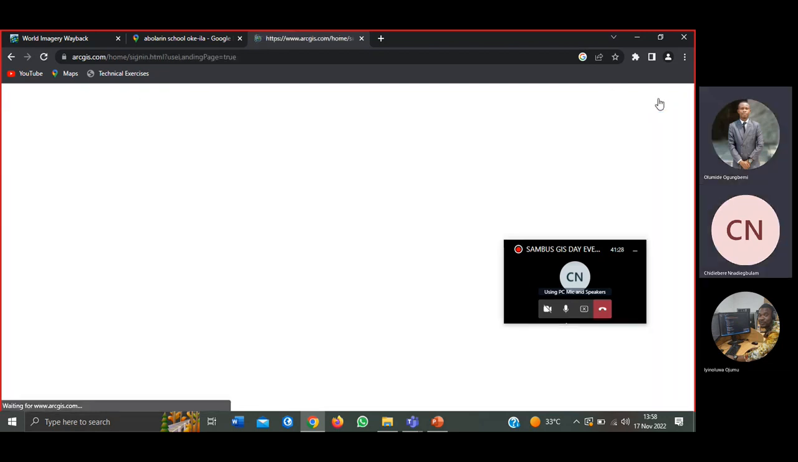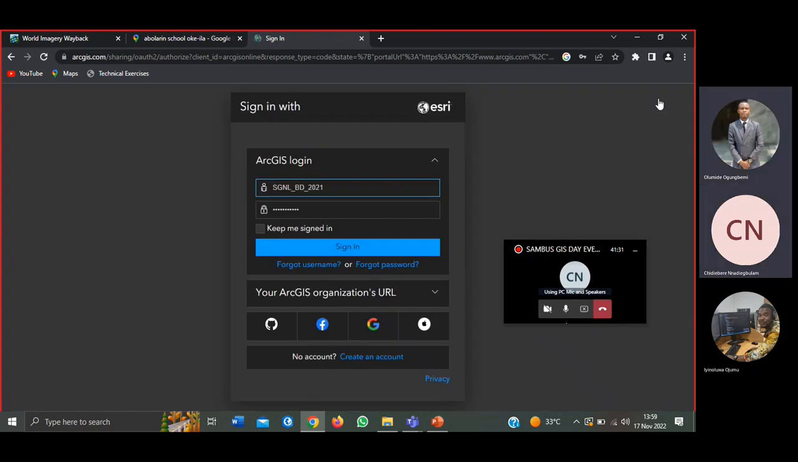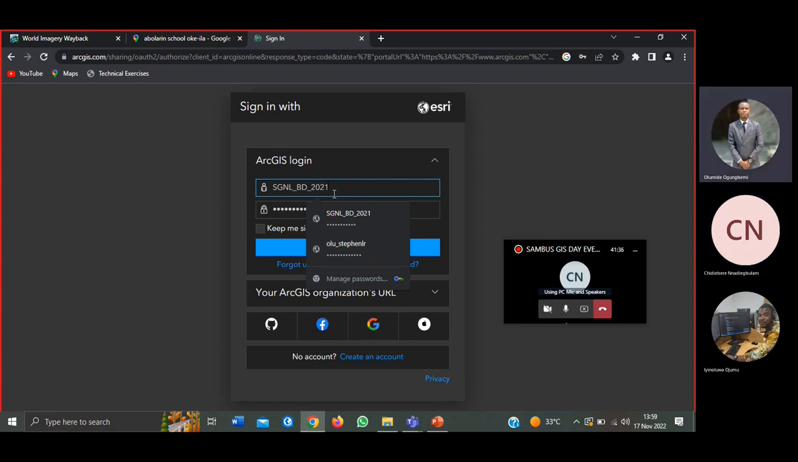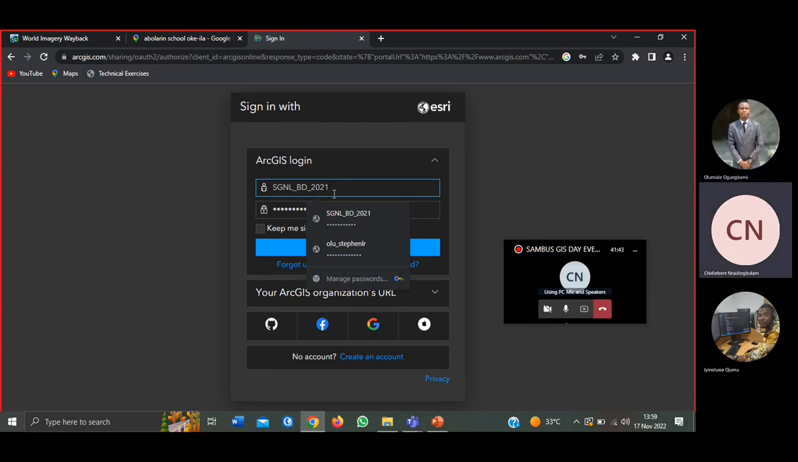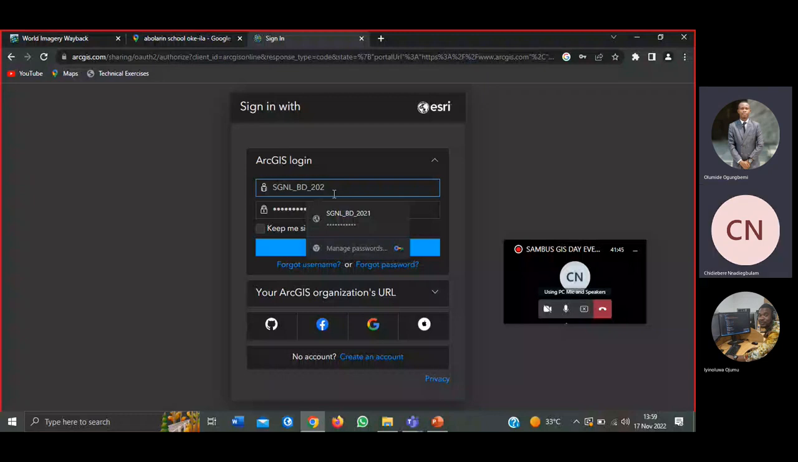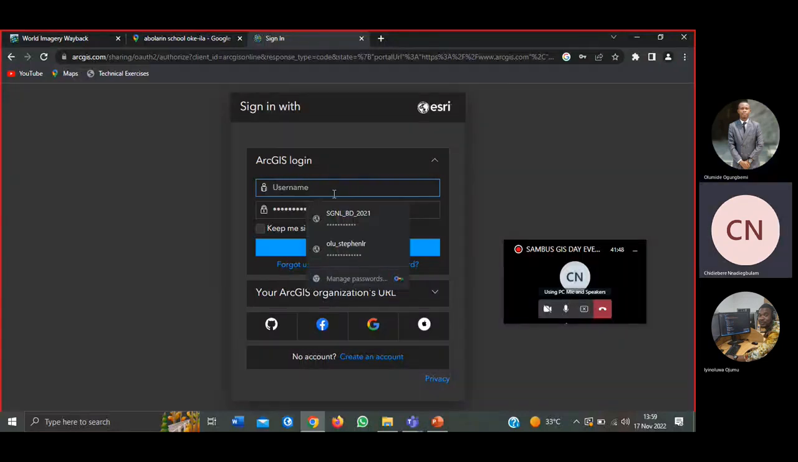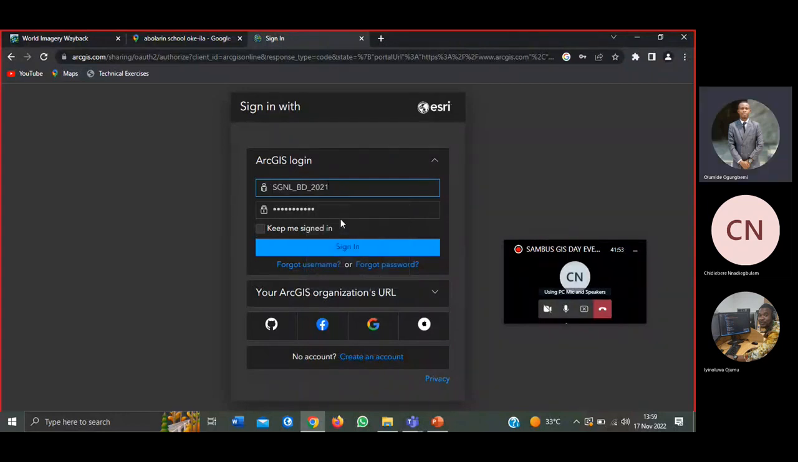So I know that most of you have been doing a lot of drawings in your books, and basically none of you have handled a laptop to see what a digital map is like. So I'll just show you the digital map. We have what we call ArcGIS Online. I just want to show you how different maps look, different base maps.